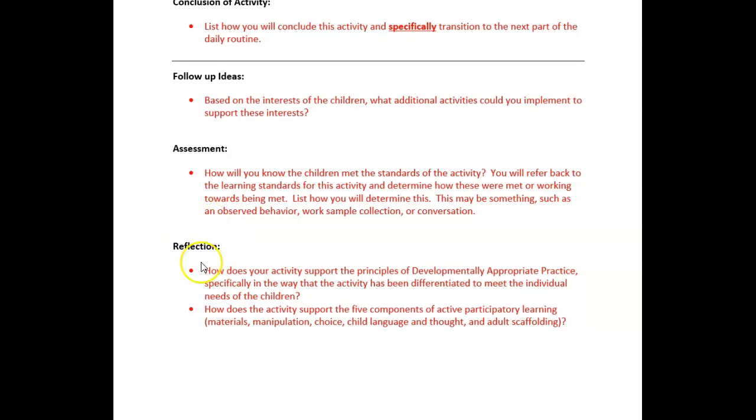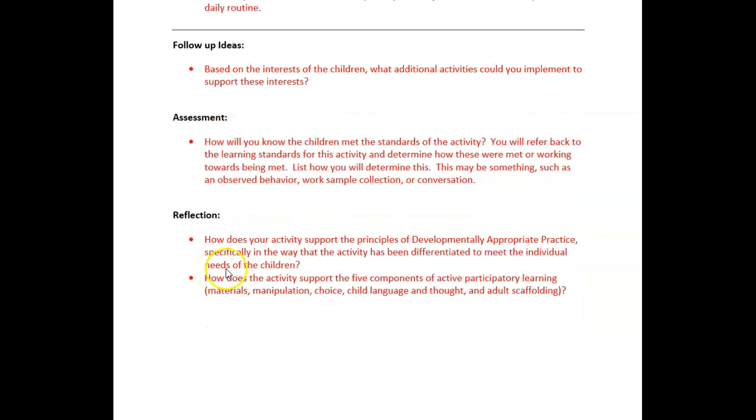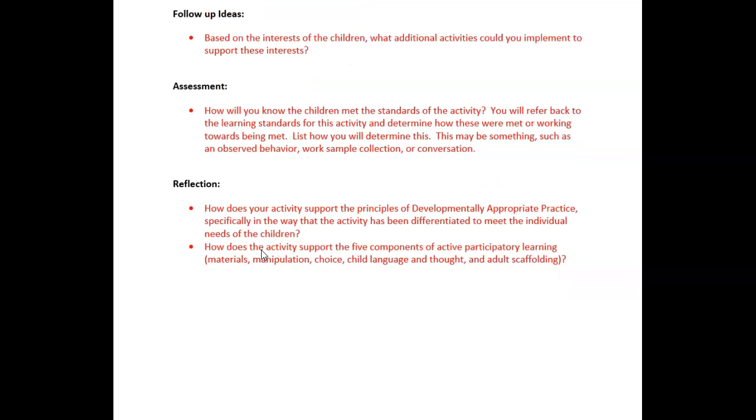In this last section, you will reflect on your planning by answering these 2 questions. These should be answered in essay form in separate paragraphs. The first question asks, how does your activity support the principles of developmentally appropriate practice, specifically in the way that the activity has been differentiated to meet the individual needs of the children? Then the second question asks you to answer, how does the activity support the 5 components of active participatory learning: materials, manipulation, choice, child language and thought, and adult scaffolding?